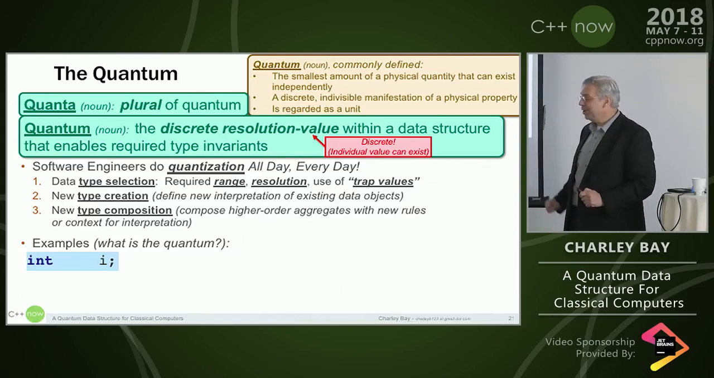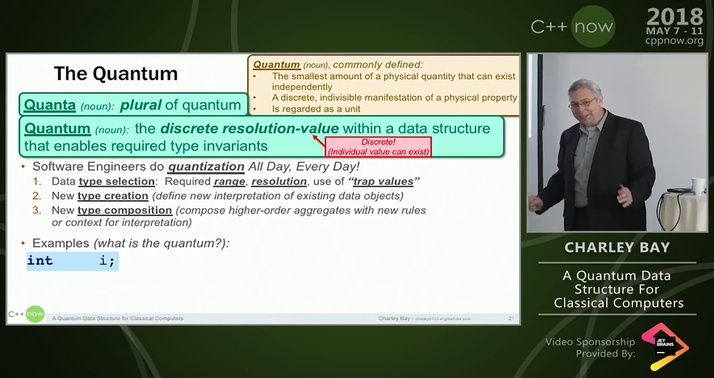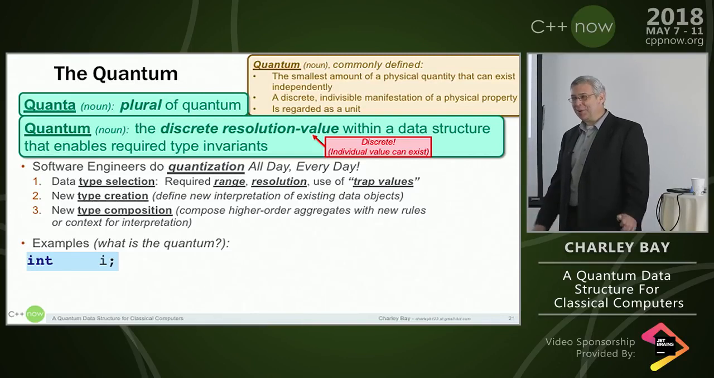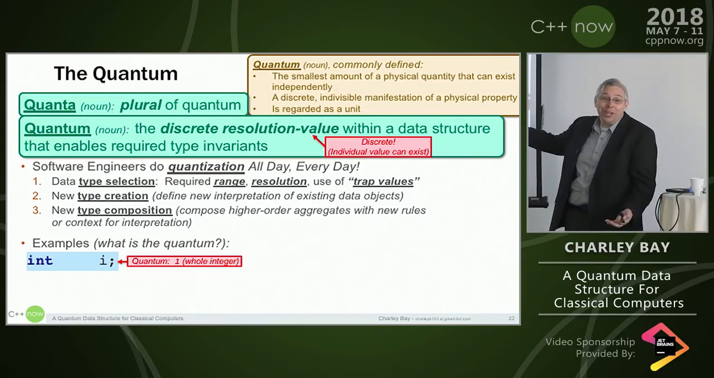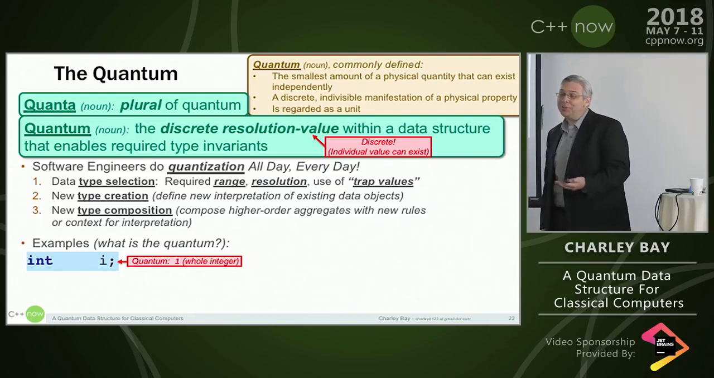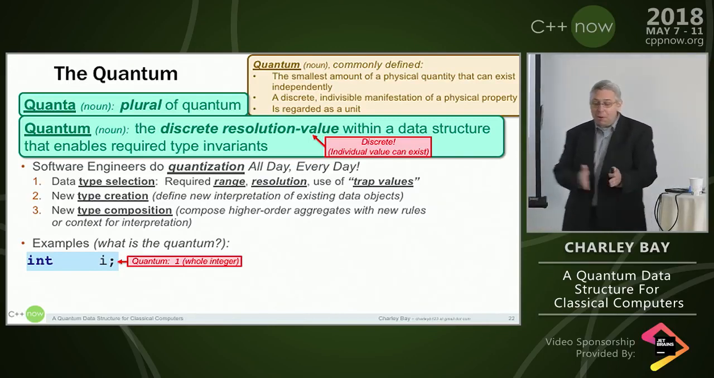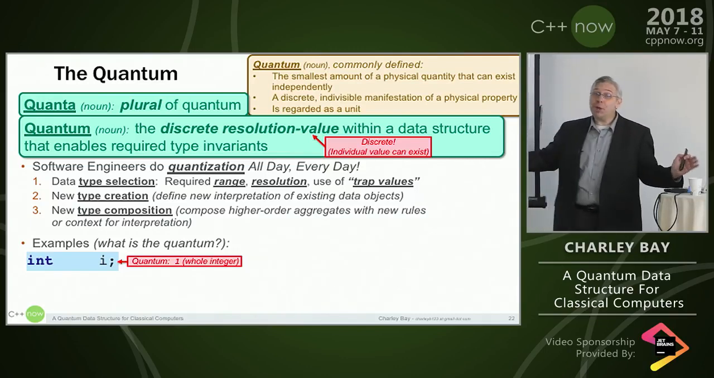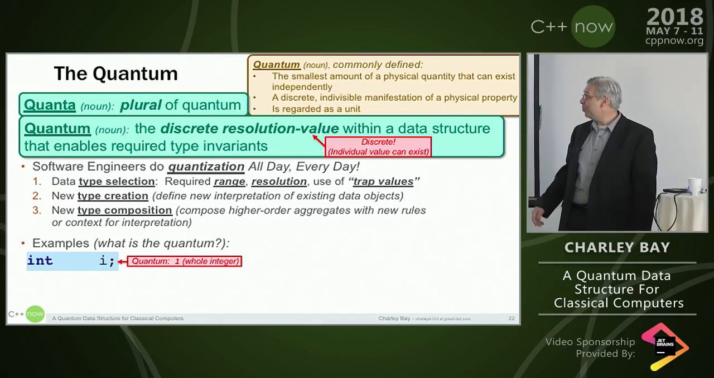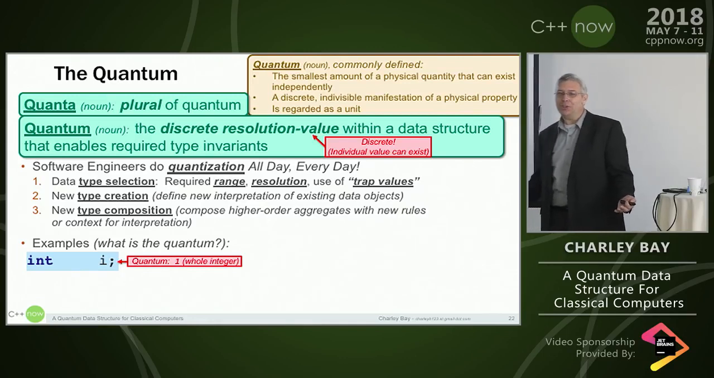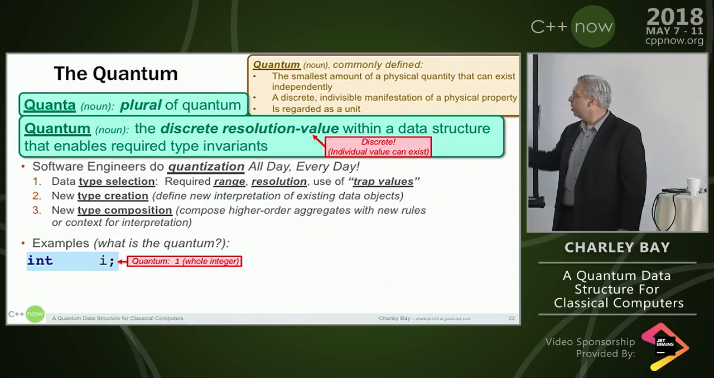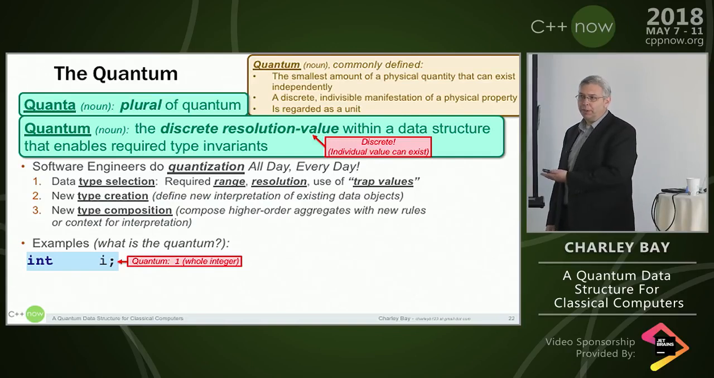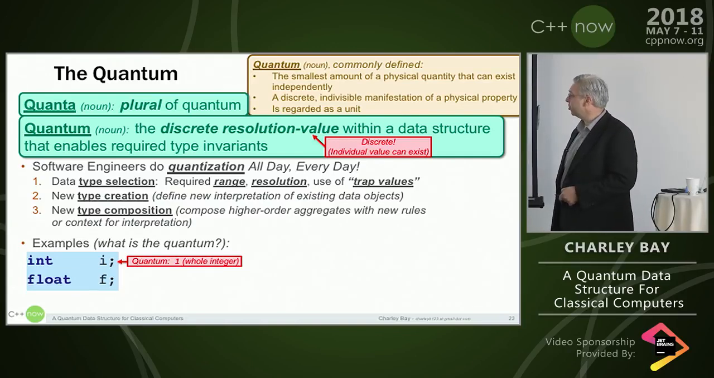So int I, what's the quantum on int I? It's not a trick question. It's one, whole integer. And integers are really cool because we have normalized in software, we've normalized with the hardware. Everybody agrees on whole numbers. So you can't get screwed up too much because we have normalized in software, in hardware, everybody's got a mental model of the resolution with which we're working, the quantum. One, whole integers.